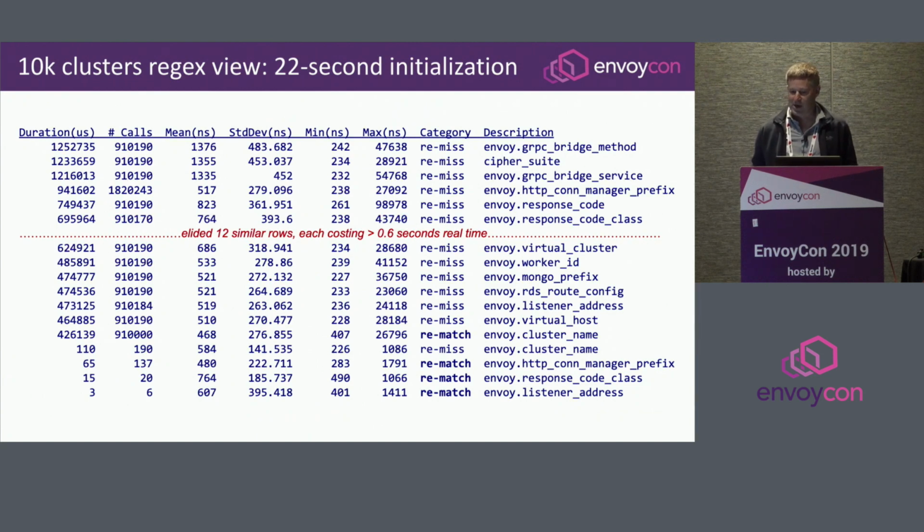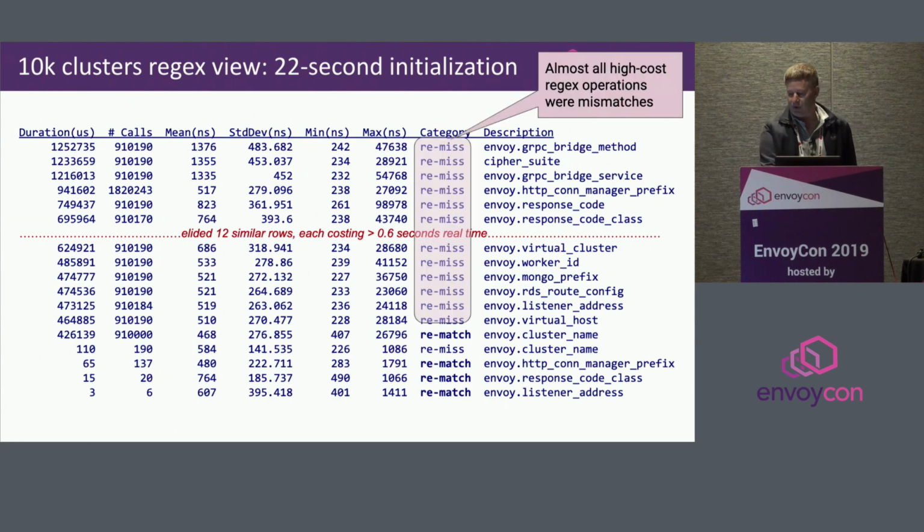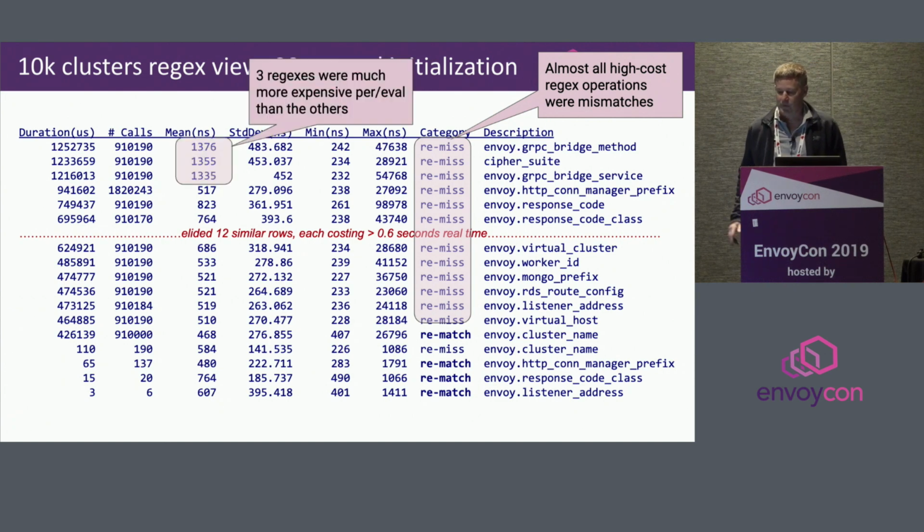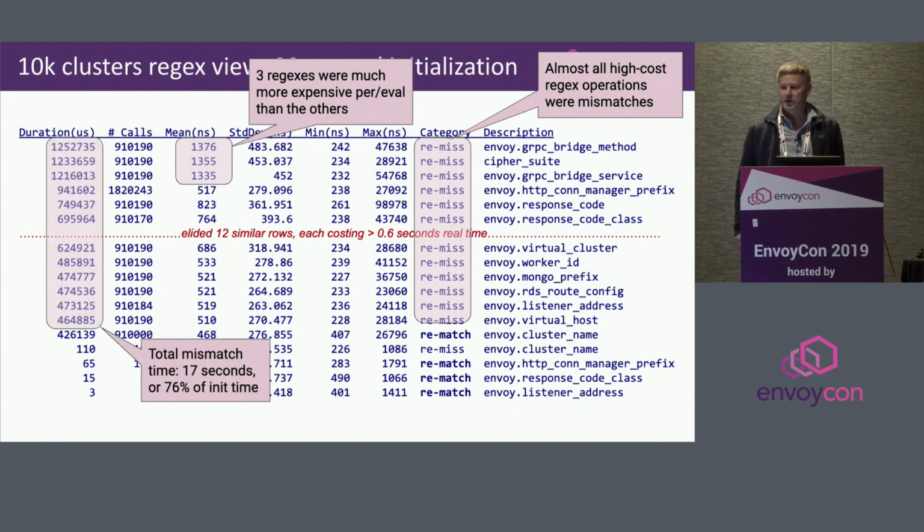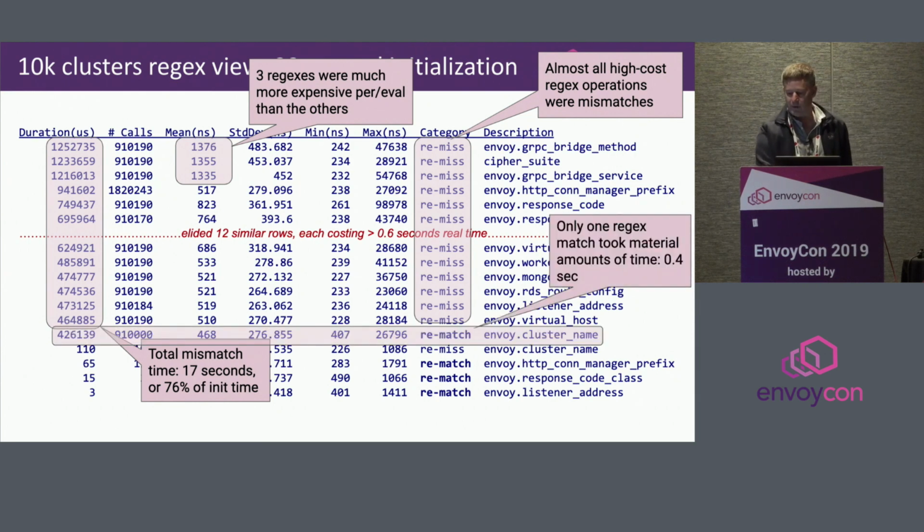And then suddenly the clouds kind of parted because, first of all, we noticed that almost all of the high-cost operations were mismatches. So 3 of them were more than the others, but we were spending over 3/4 of the initialization time basically finding nothing, finding stats that didn't match a tag structure that we were looking for. And only one of the significant time consumers, which took about 0.4 seconds, was actually a match that delivered any value.